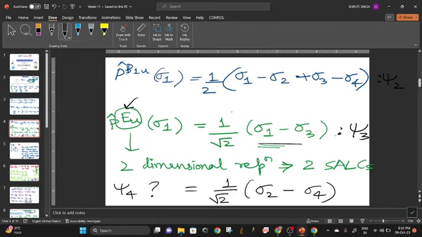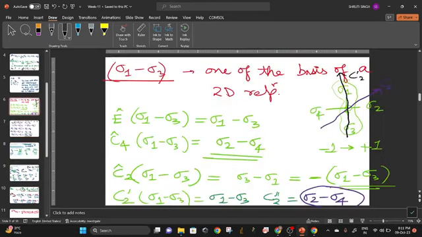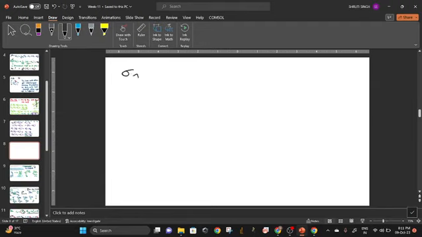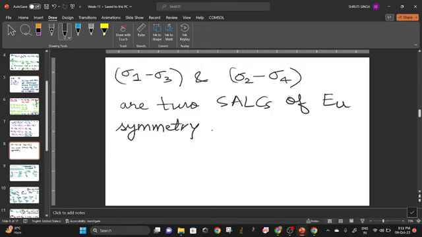So the answer to this question should be sigma 2 minus sigma 4, not the plus combination. Lastly, I can write sigma 1 minus sigma 3 and sigma 2 minus sigma 4. These two SALCs are of EU symmetry.